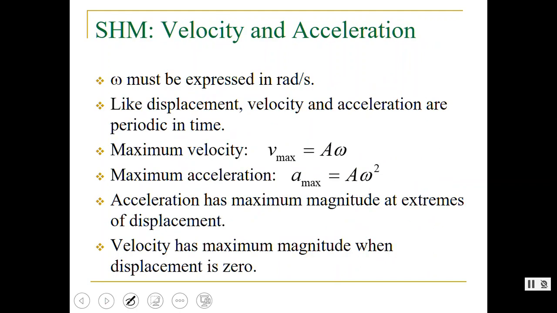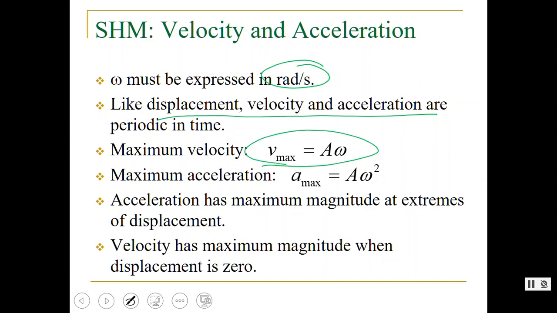So these are just some reminders of things that I just talked about. Your omega is in radians per second. That's your angular frequency. That is not really angular velocity unless you're talking about a circle. The displacement, velocity, and acceleration are all defined by sine or cosine functions.